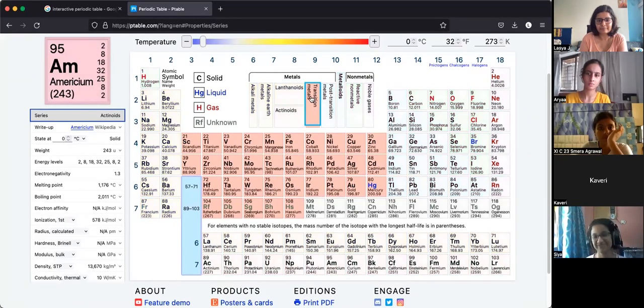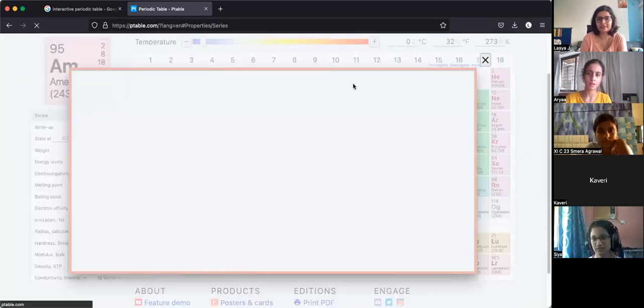Can just do this. Yeah, there you go. The highlighted ones, these are the D block elements.